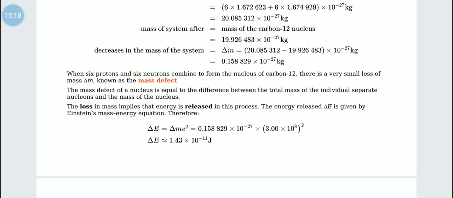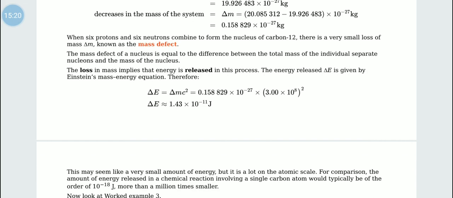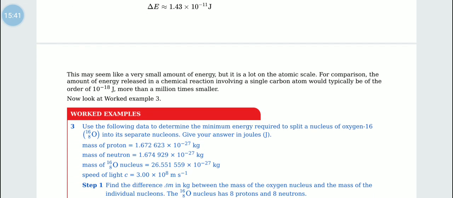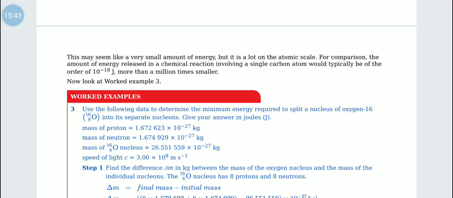So when there is a loss in mass, that means energy is released. This mass is going to be released in the form of energy. The energy release is given by Einstein's mass energy equation, delta E equals delta m c squared. Now we know the mass, and we know the speed of light, so we get delta E equals 1.43 into 10 to the power minus 11 joules.